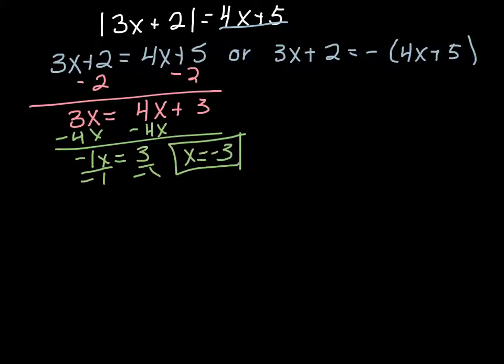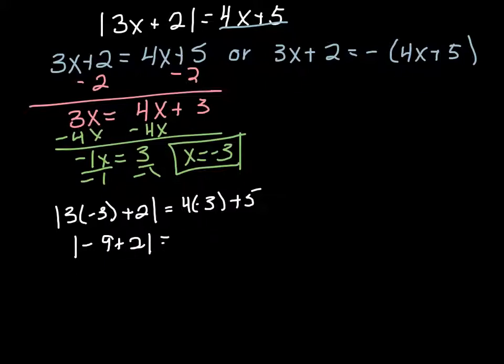So before I move on to the next piece, I'm going to check to see if this is true. I'm going to go into the original equation, and I'm going to plug in a negative 3 everywhere I see an x. And I'm going to simplify. I have negative 9 plus 2 equals negative 12 plus 5. This gives me the absolute value of negative 7 equals negative 7.